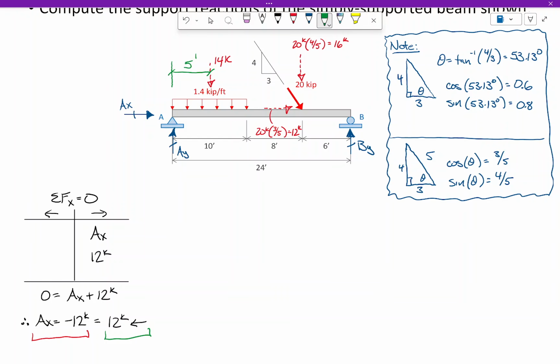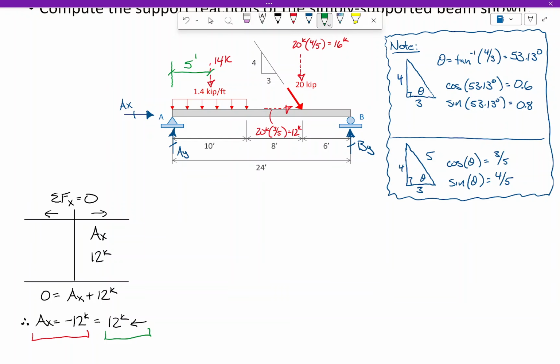What matters is that at the end of the day, whether you assumed right or I assumed left or vice versa, doesn't matter. What matters is that we both get this. Okay? This is the truth. The truth is that AX is 12 kips to the left. That's why when I ask for your final answer, I don't care if the answer is positive or negative. It doesn't matter. This is what matters. Does that make sense?